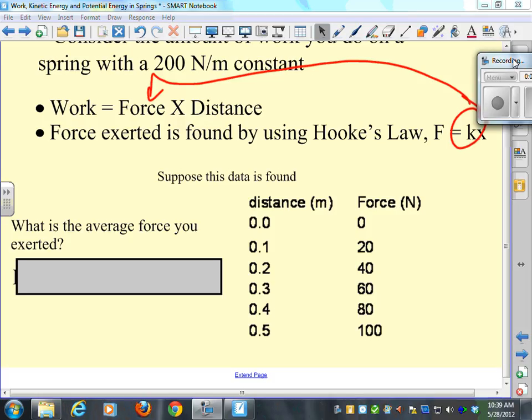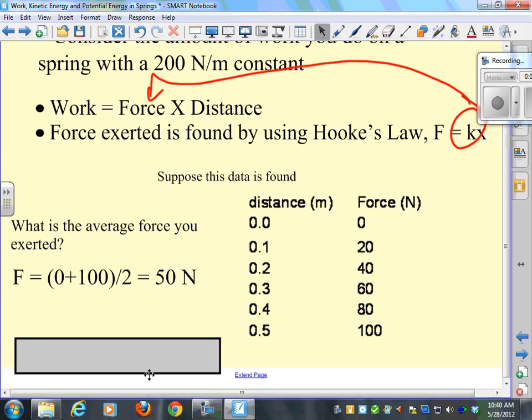You'll notice that the distance goes up by 10 centimeters. The force goes up by 20. What's the average force exerted? Because the force is going to be more. Well, the average force is simply going to be 0 plus 100 divided by 2, or 50 newtons, right? Because if I'm trying to find out how much work, what force do I use? At the start, it's kind of easy, but as I get to the end, it's getting harder and harder. So which force do I use? Do you think the average force seems reasonable? Yeah. Seems to be. The average force, right?